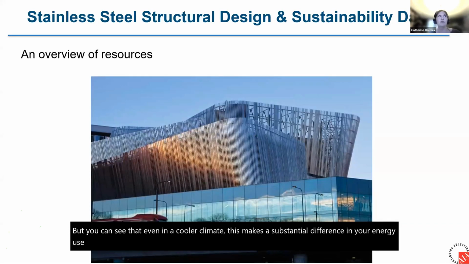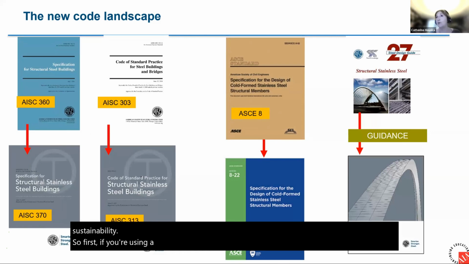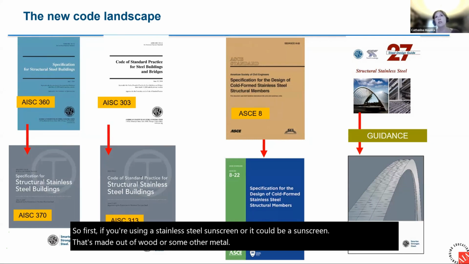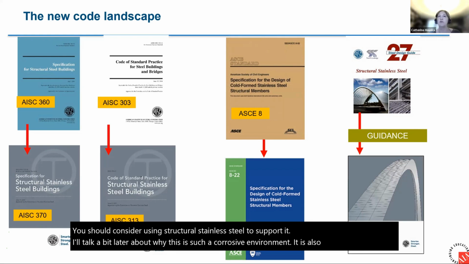I wanted to review a few critical resources related to structural design and sustainability. So first, if you're using a stainless steel sunscreen, or it could be a sunscreen that's made out of wood or some other metal, you should consider using structural stainless steel to support it. I'll talk a bit later about why this is such a corrosive environment. It is also very visible to everyone inside the building.